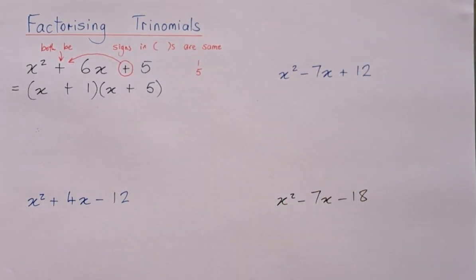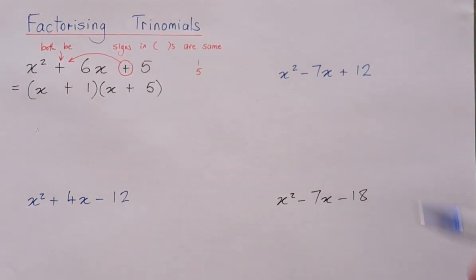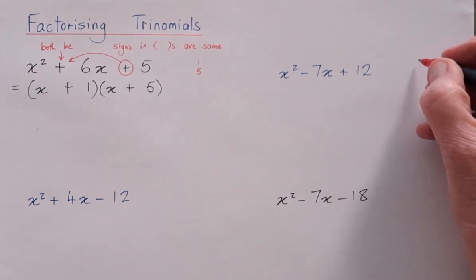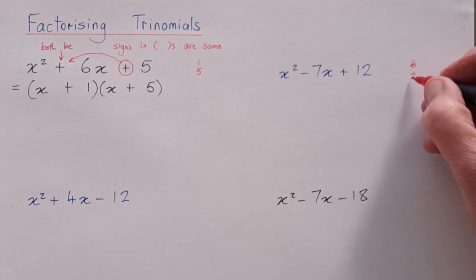So let's have a look at the next one. Our constant in this case is 12. So we've got different options here because it isn't a prime number. So let's say, for instance, you think first of all of 6 times 2. Can 6 and 2 give me 7? No, they can't give me 7 through addition or subtraction. So that's definitely not going to work.